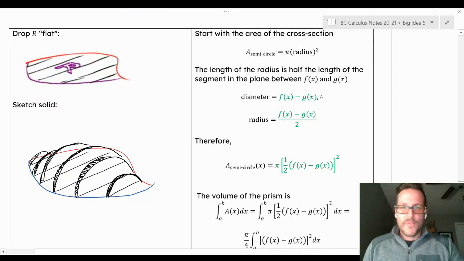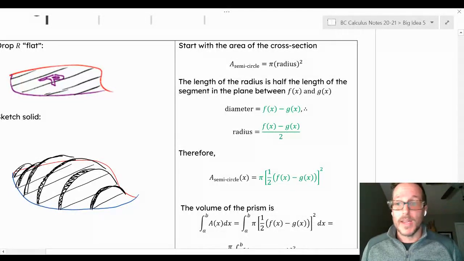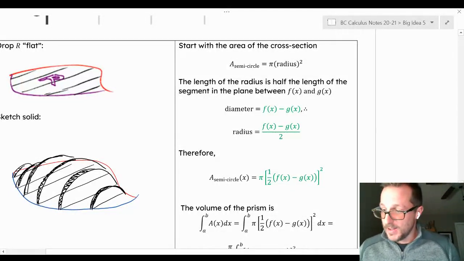So how do we find the volume? Well, we have to start with the area of the cross section, which is just pi times the radius squared, cut in half. Pi times the radius squared cut in half. I'm a goofball.